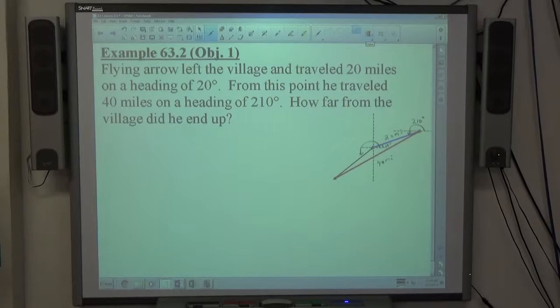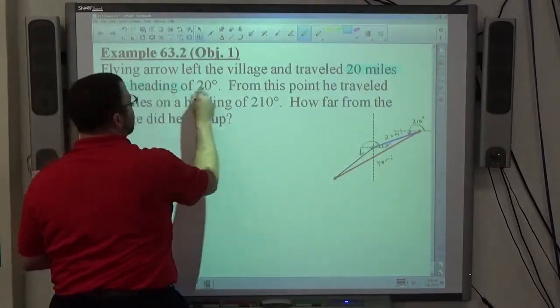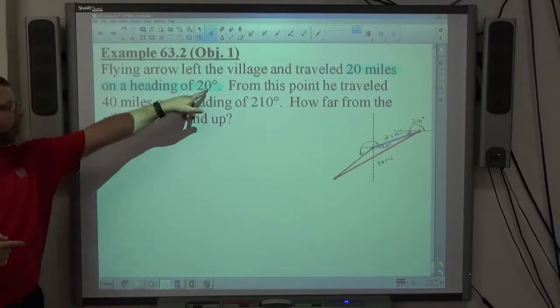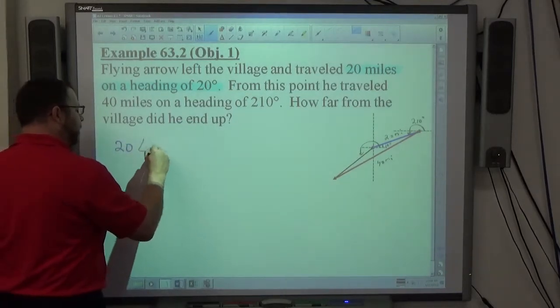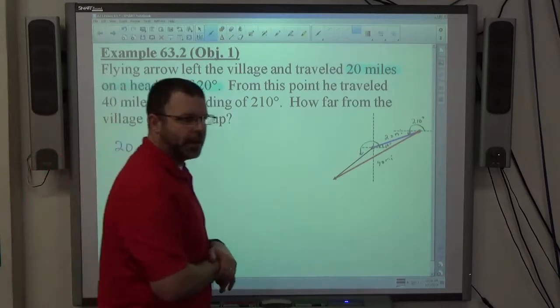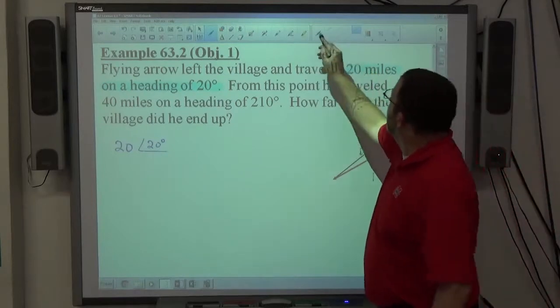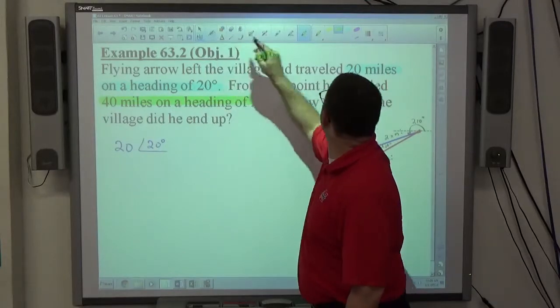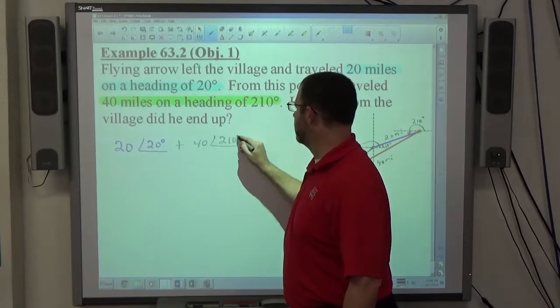All right. So, looking at this problem, if we're dealing with something on a heading of something, if we focus on that, 20 miles on a heading of 20 degrees, how far he traveled is the magnitude and the heading is the angle. And if you didn't know that, the degree symbol should let you know it's an angle. So 20 miles on a heading of 20 degrees in vector form looks like that. They're giving us the polar form, just not written with the little angle symbol on it. And then we've got 40 miles on a heading of 210 degrees, so we're going to add that to 40 miles on a heading of 210 degrees.